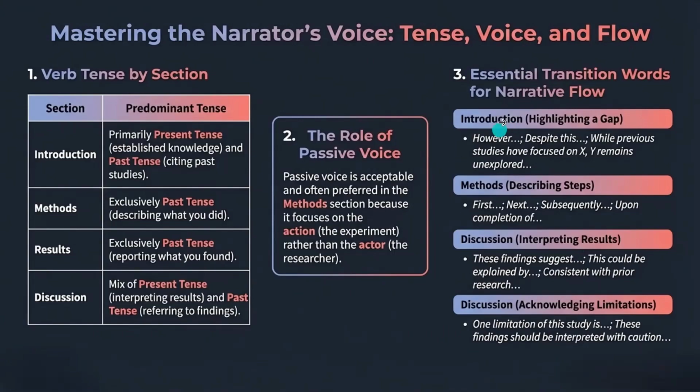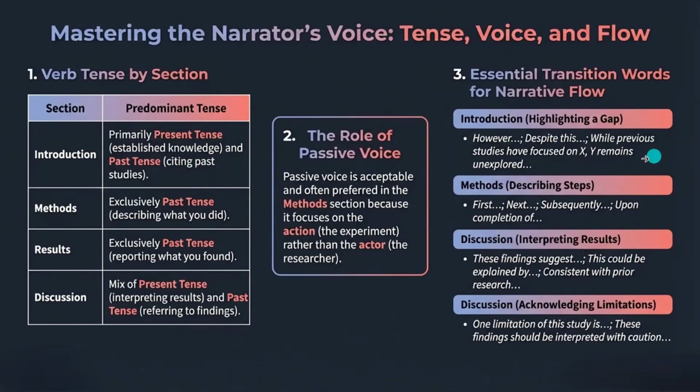Okay. For example, in the introduction, you can use words like however, despite this, while previous studies are focused on X, Y remains unexplored. Like that, some connection should be added. In methodology, you can also describe the steps using words like first we had done this, next we went for this, subsequently we went for this one. Upon completion of this step, I went for this one. Like that, you can connect the multiple steps of the methodology together.